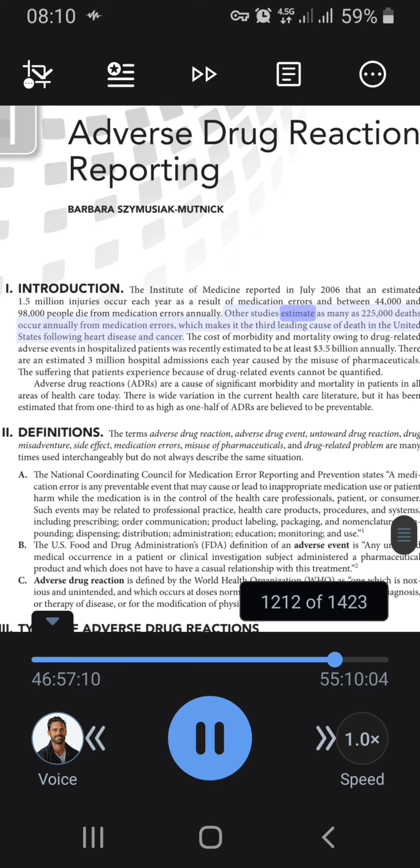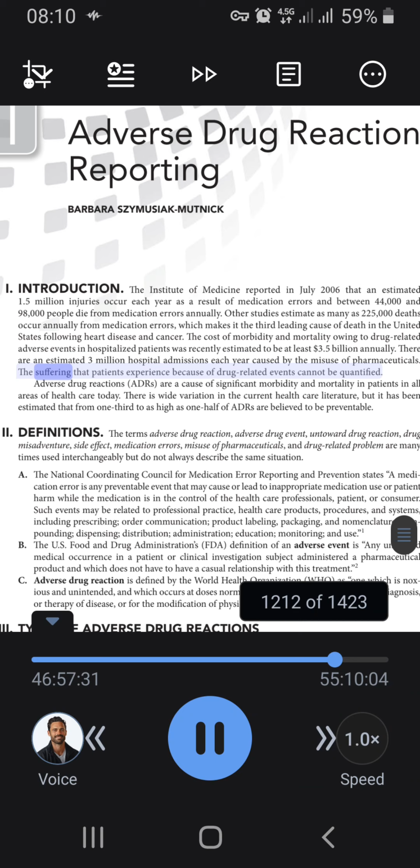Other studies estimate as many as 225,000 deaths occur annually from medication errors, which makes it the third leading cause of death in the United States following heart disease and cancer. The cost of morbidity and mortality owing to drug-related adverse events in hospitalized patients was recently estimated to be at least $3.5 billion annually. There are an estimated 3 million hospital admissions each year caused by the misuse of pharmaceuticals.